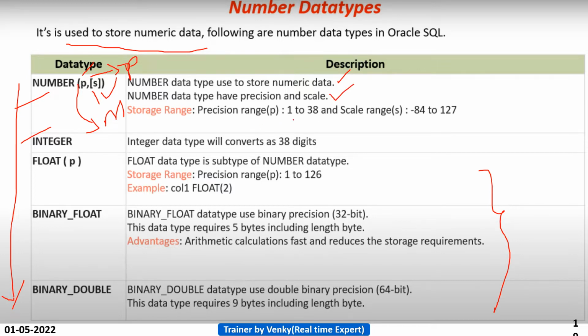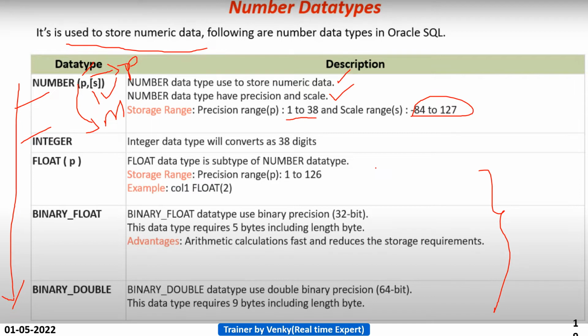The precision range is 1 to 38 digits, or 1 to 38 bytes. The scale range is minus 84 to 127. So what is the maximum size of the number data type, guys?